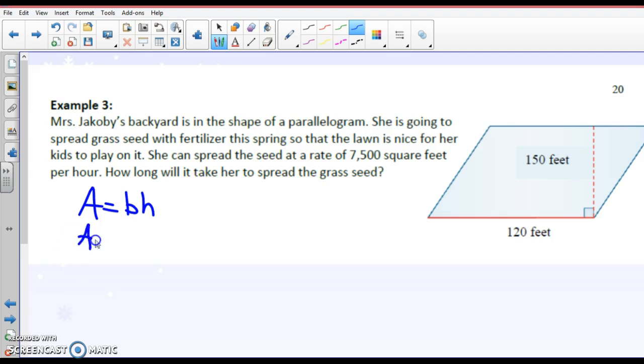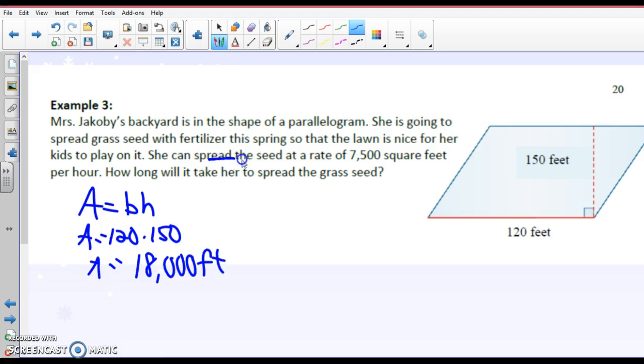So area is going to be what? 120 times 150. The area of this yard is going to be 18,000 square feet. Now, I like what Sydney said. She set up a proportion for the last problem. Let's set up a proportion for this one.